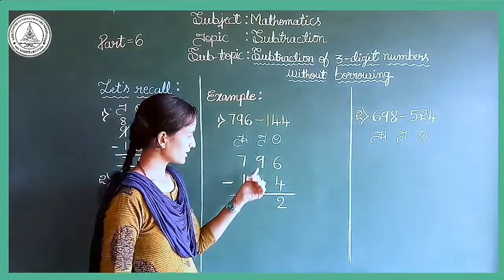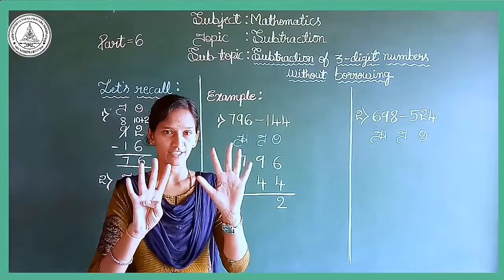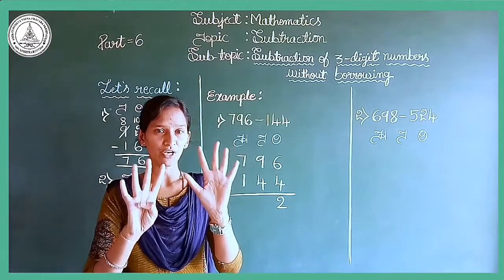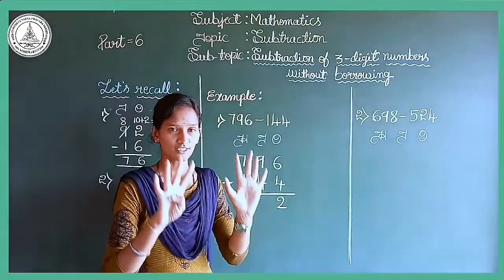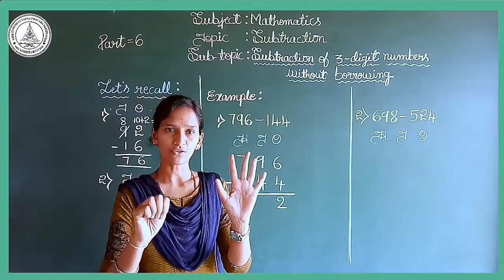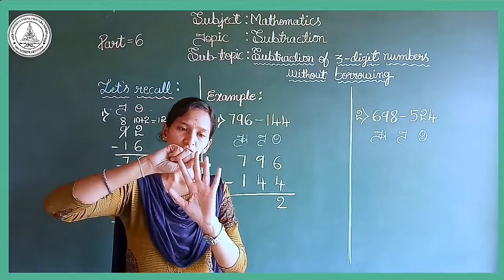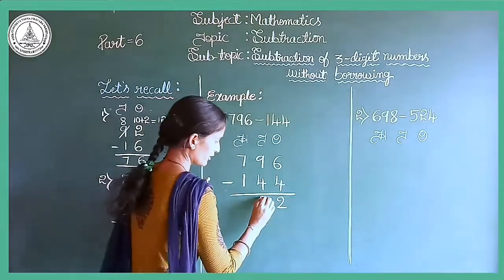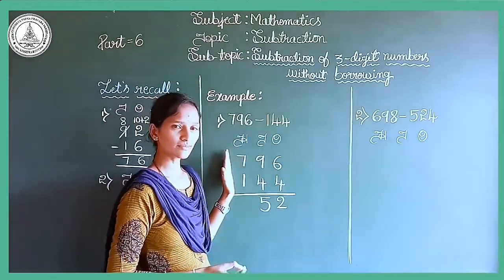The given numbers are 9 minus 4. See here, here are 9 fingers, right? In that you have to subtract how many fingers? 4. See here, 1, 2, 3, 4. How many fingers are left here? 1, 2, 3, 4, 5. So write down here 5. So come to the last column.